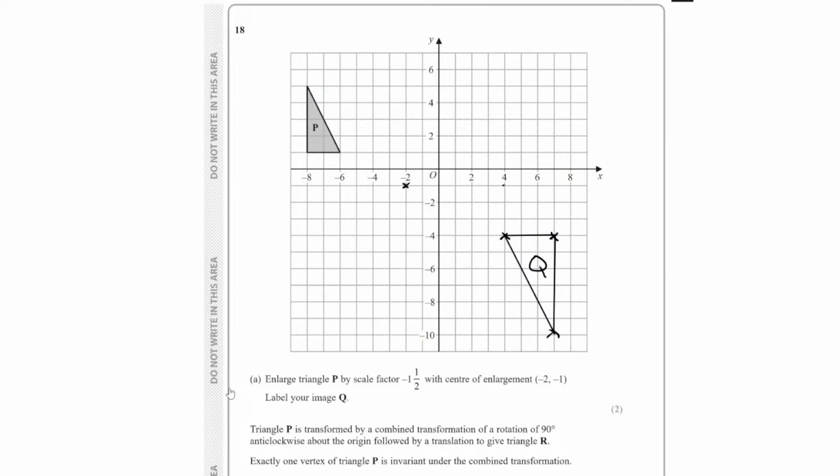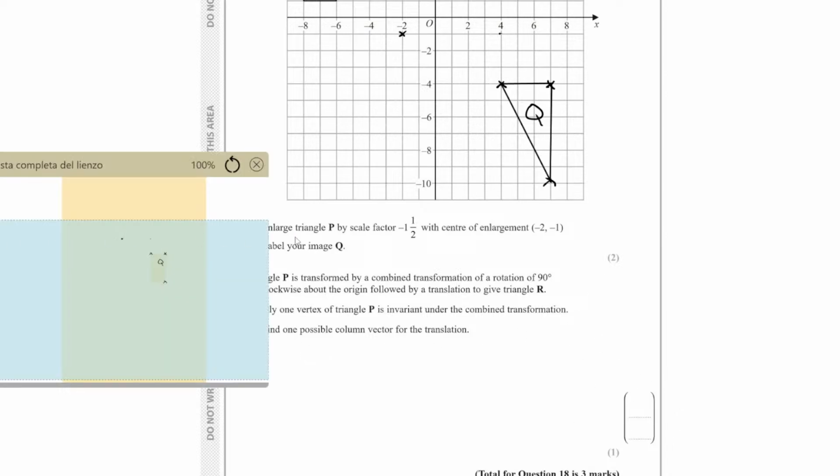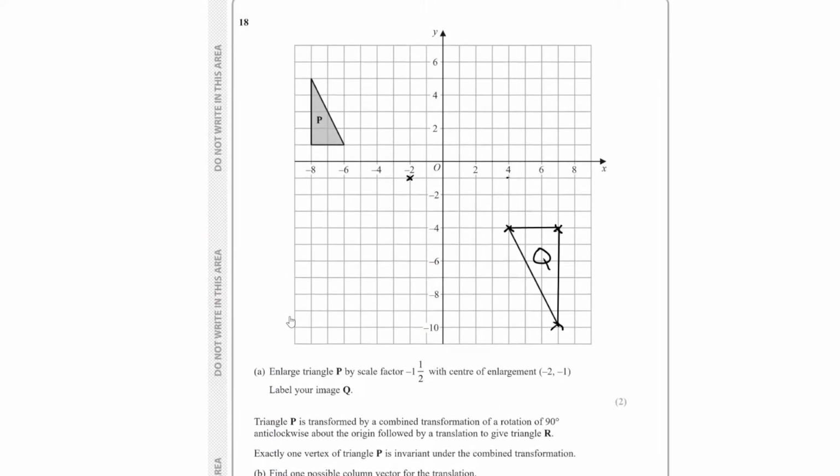That's part A. Part B, triangle P, so the original, is transformed by a combined transformation of a rotation of 90 degrees anti-clockwise about the origin, followed by a translation to give triangle R. Exactly one vertex of triangle P, so one corner, is invariant under the combined transformation, so that means it doesn't move. Okay, one of the corners stays where it is. Find one possible column vector for the translation. They're saying one possible one because I think there's 3 possible ones, but as long as you get one of those answers, it's fine. Let's come back here.